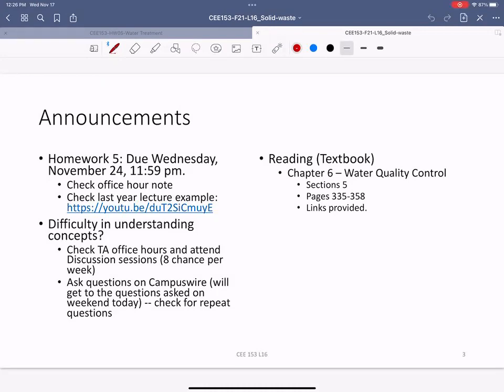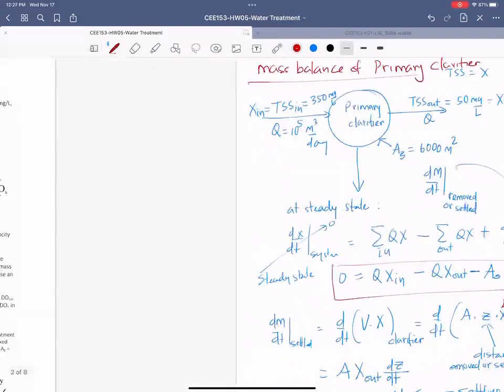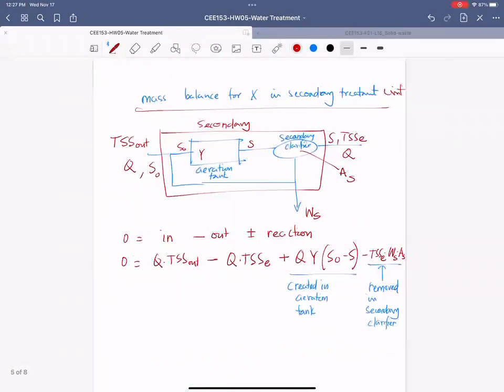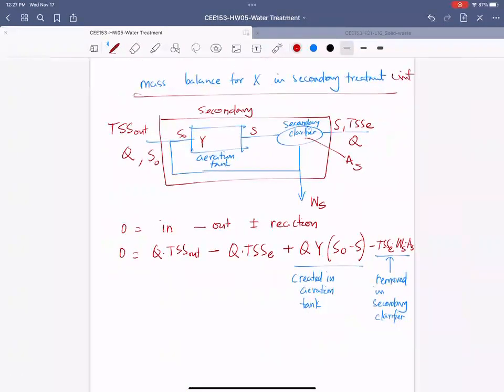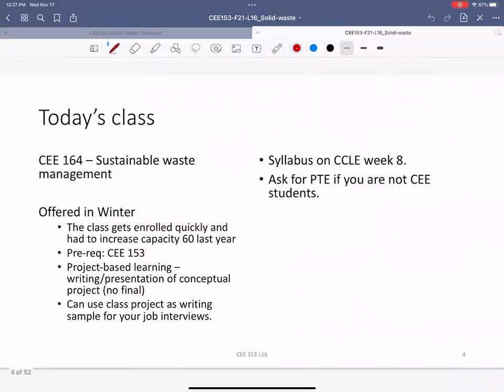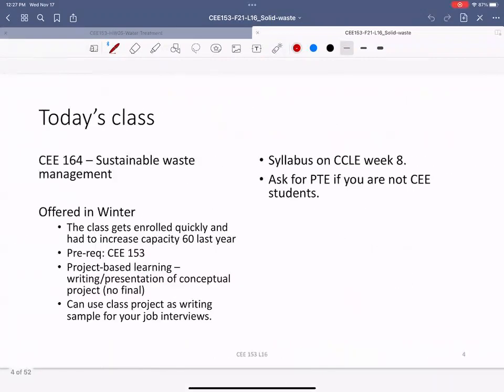Again, there is some mass balance. Yesterday I did all those in the office hour, so I posted what I did there. These are the equations you may need to solve some of the questions, and these are mass balance equations for different locations in wastewater treatment plants. So check those out before you ask questions on that. Again, I also posted last year's YouTube video, which explains those mass balances.